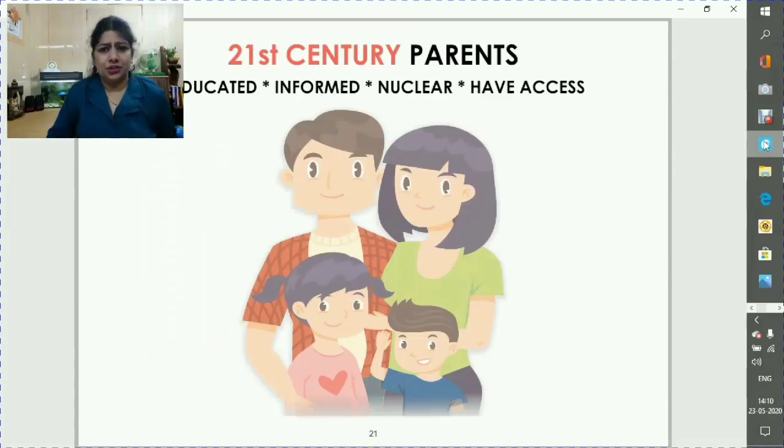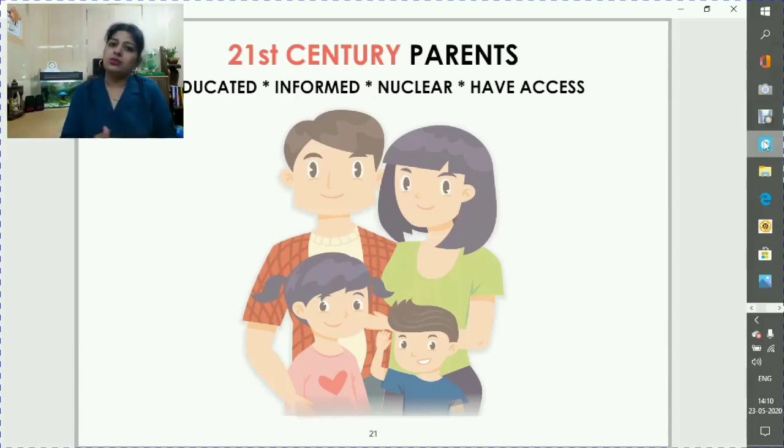Who are 21st century parents? They are more educated, they are more informed, nuclear, and they have access. They can get to know what's happening around the world, what are the best practices, what is best for my child. So when they have access to what is best for my child and what are the best practices, and if you and I are not equipped or even aware of those practices, how will we face or handle these 21st century parents?